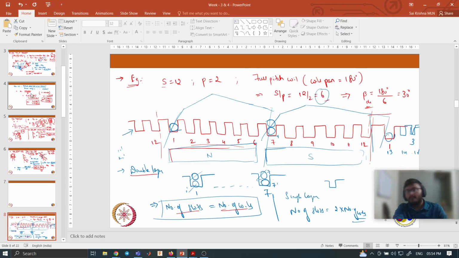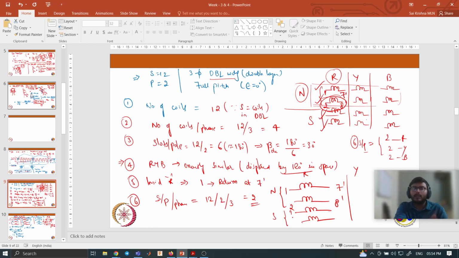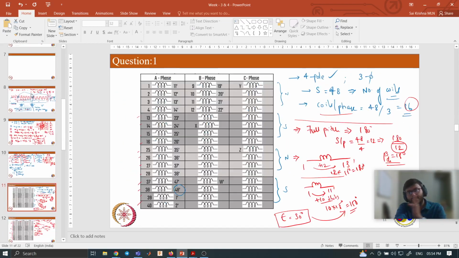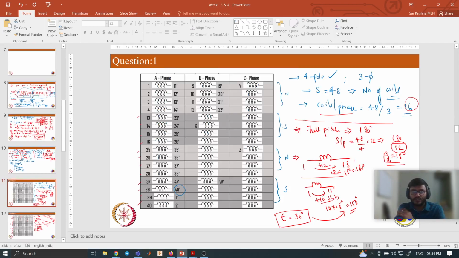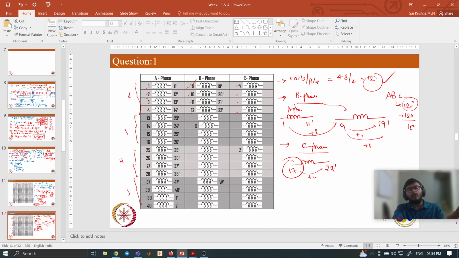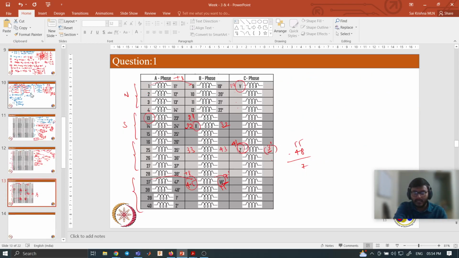Then we started discussing the three phase winding. First we saw a single layer winding, and then the double layer winding, and we have seen a basic winding diagram for a 12 slot 2 pole machine. With this, we started today's discussion, which was a 48 slot 4 pole machine three phase winding diagram, and you yourselves solved all the problems. You gave me the answers. I hope everything is clear now.